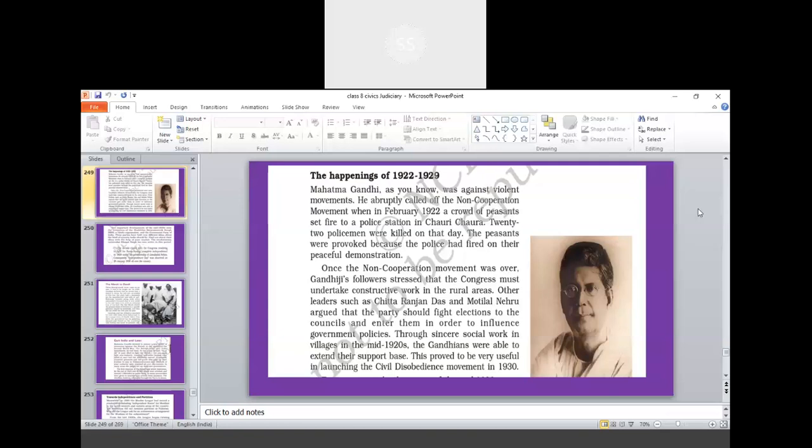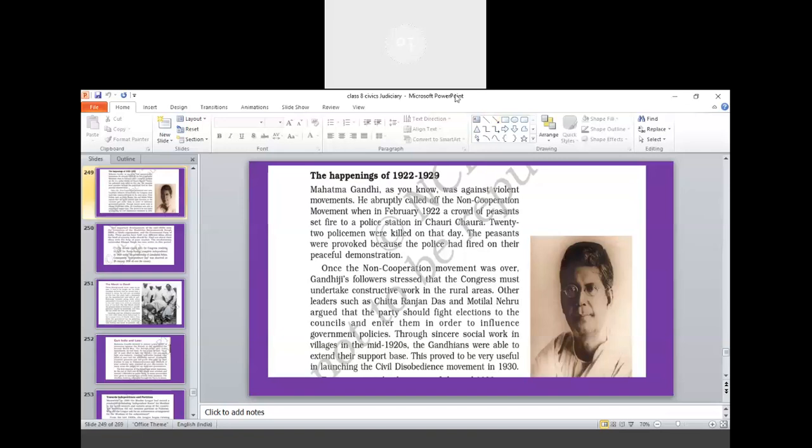Now, can you guess what may be the reaction of Mahatma Gandhi? Sir, he has stopped the civil disobedience movement. Why would he stop that movement? Why? Sir, because it was against violence. He wanted non-violence, but this is violence.